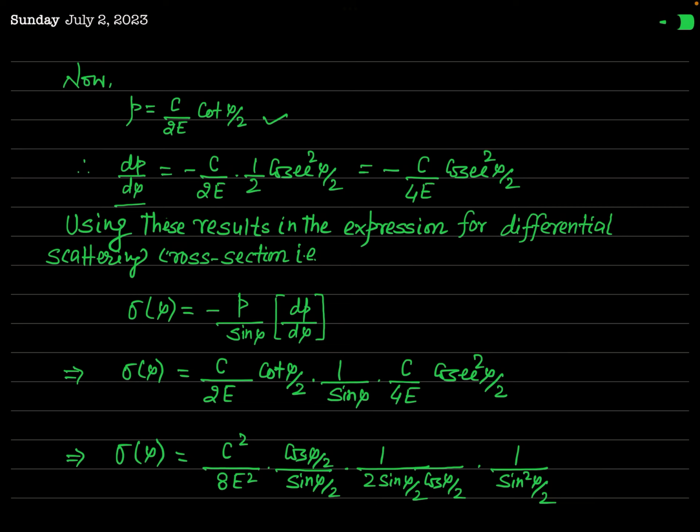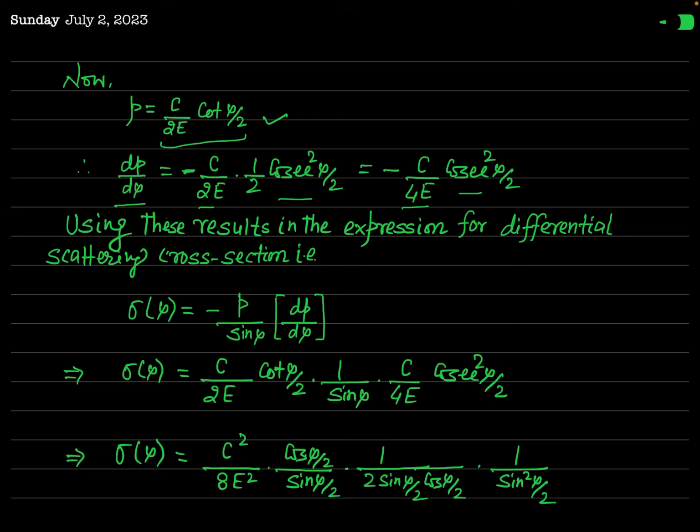For this we will simply differentiate this expression. But C over 2E is constant, so it is outside of the differential operator. And differential coefficient of cot phi by 2 will be what? That will be minus, I have written here minus 1 by 2 cosec square phi by 2. So dP by d phi is equal to minus C over 4E times cosec square phi by 2.